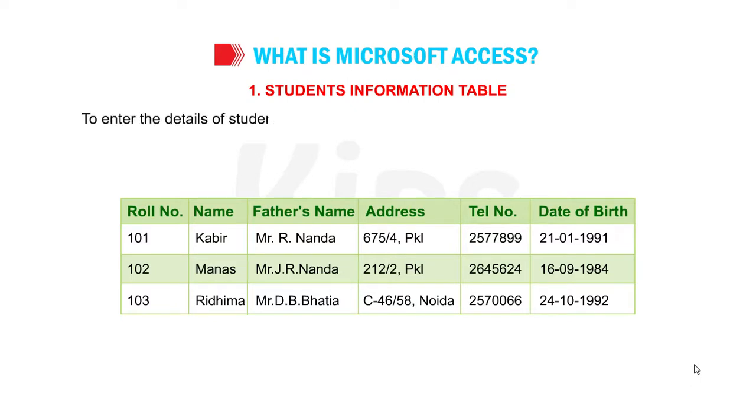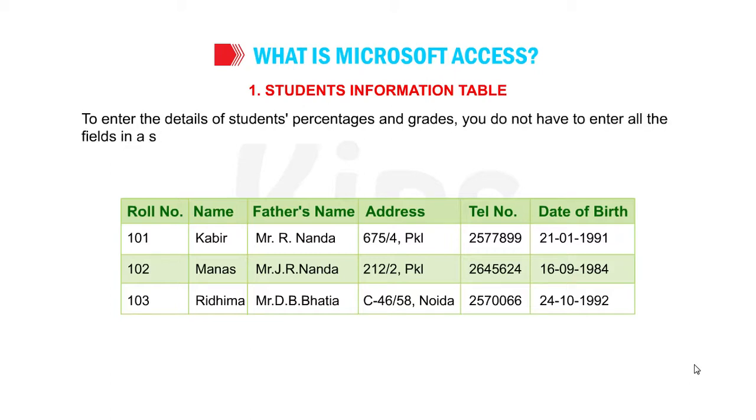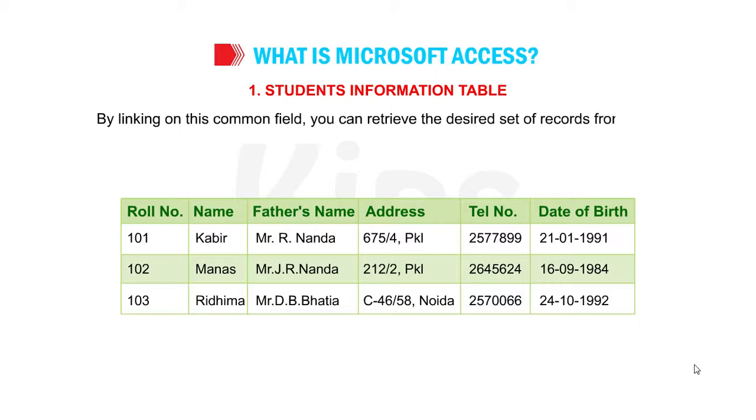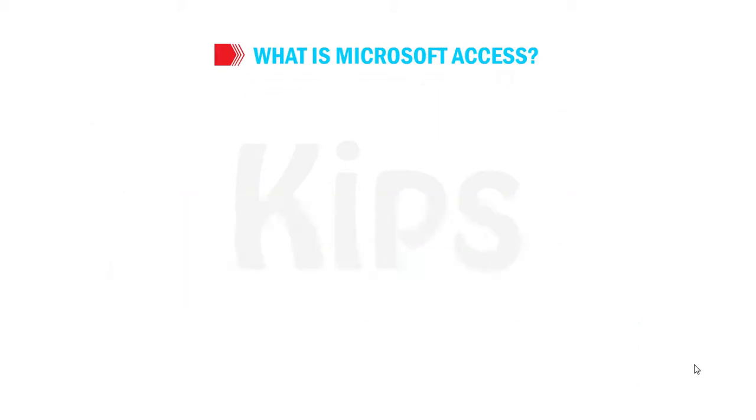To enter the details of students' percentages and grades, you don't have to enter all the fields in a separate table, which have already been entered in Students Information Table. You will take only a common field in the second table. By linking on this common field, you can retrieve the desired set of records from both the tables.